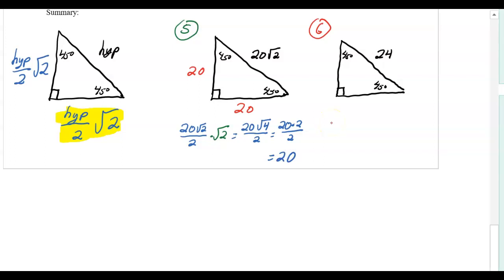So there's the mathematics behind problem number 5. So if we look at problem number 6, I would say 24 divided by 2 square root of 2, and simplifying that is 12 square root of 2. So each leg is 12 square root of 2.